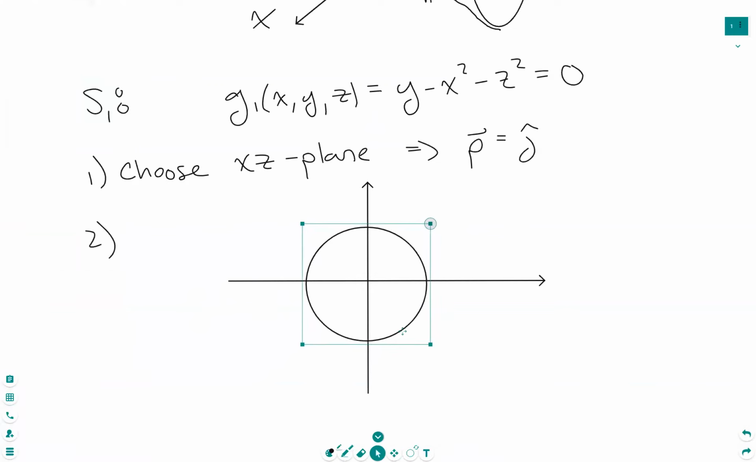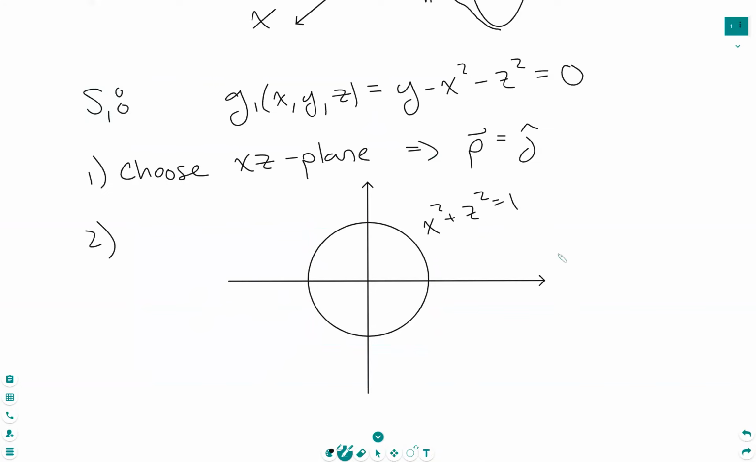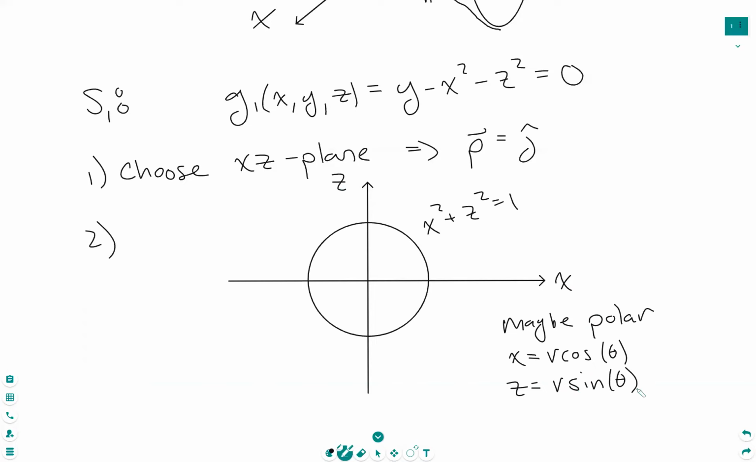This ends up just being a circle of radius 1. And again, this is maybe a consideration for polar. So this is the xz plane. So maybe polar, where x is equal to r cosine theta and z is equal to r sine theta.